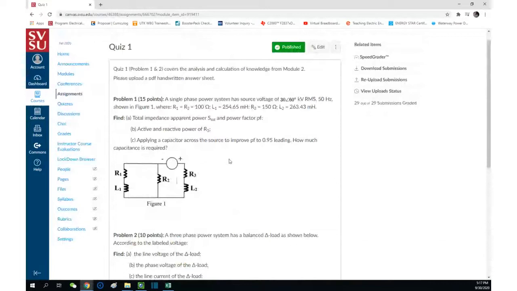power. Remember to label lagging or leading, otherwise you're going to lose points. I mean the power factor is lagging or leading. It absolutely matters. Absolutely matters.